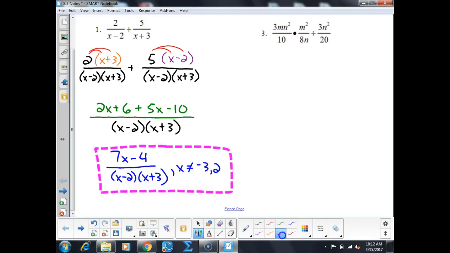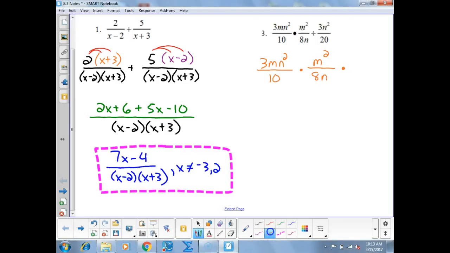Second one, but really it's the third one, Vincenzo. Okay? What do I have to do first? Flip this last one, right? So this becomes 3n. Whoa, tap the brakes. This becomes 3. Wrong color. 3m squared n squared, divided by 10 times m squared over 8n times 20 over 3n squared.